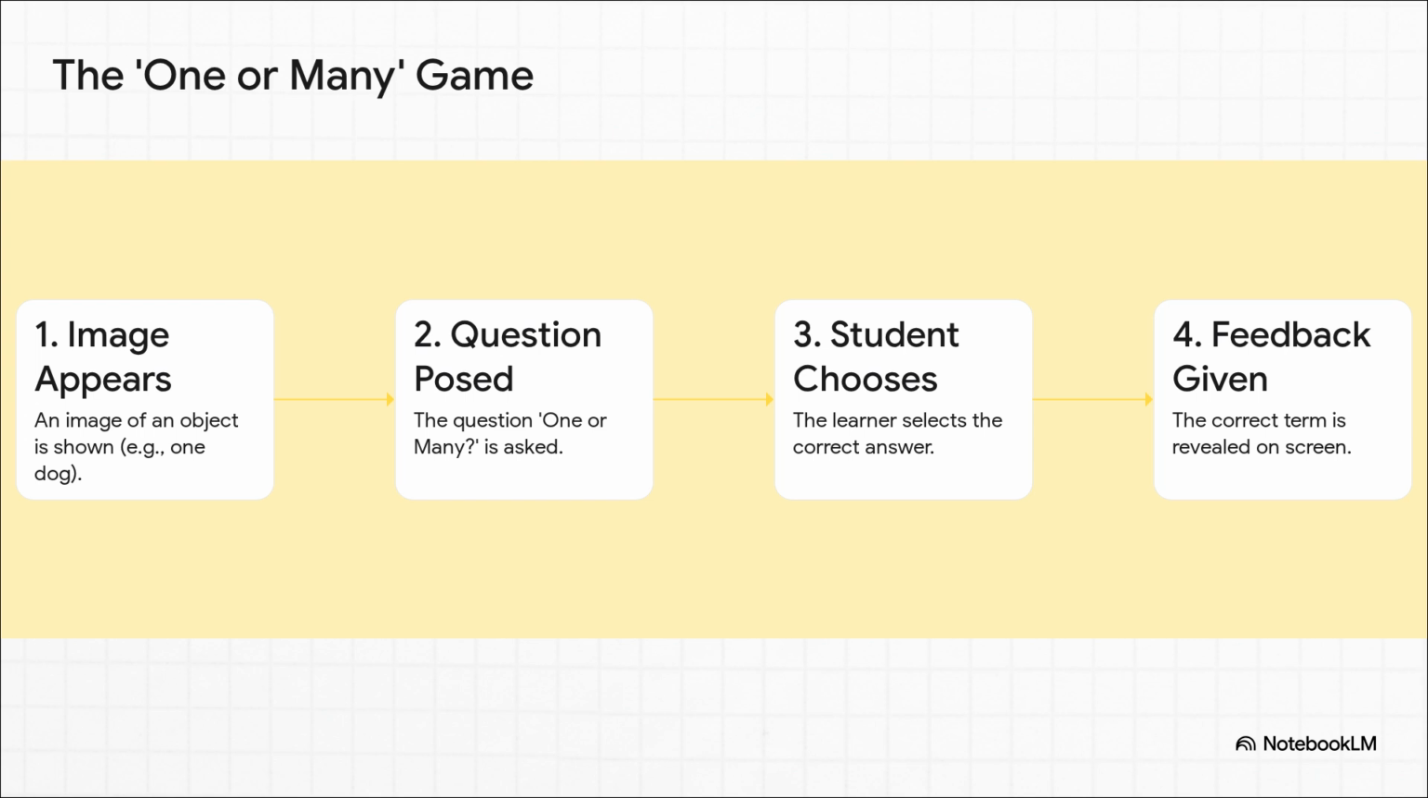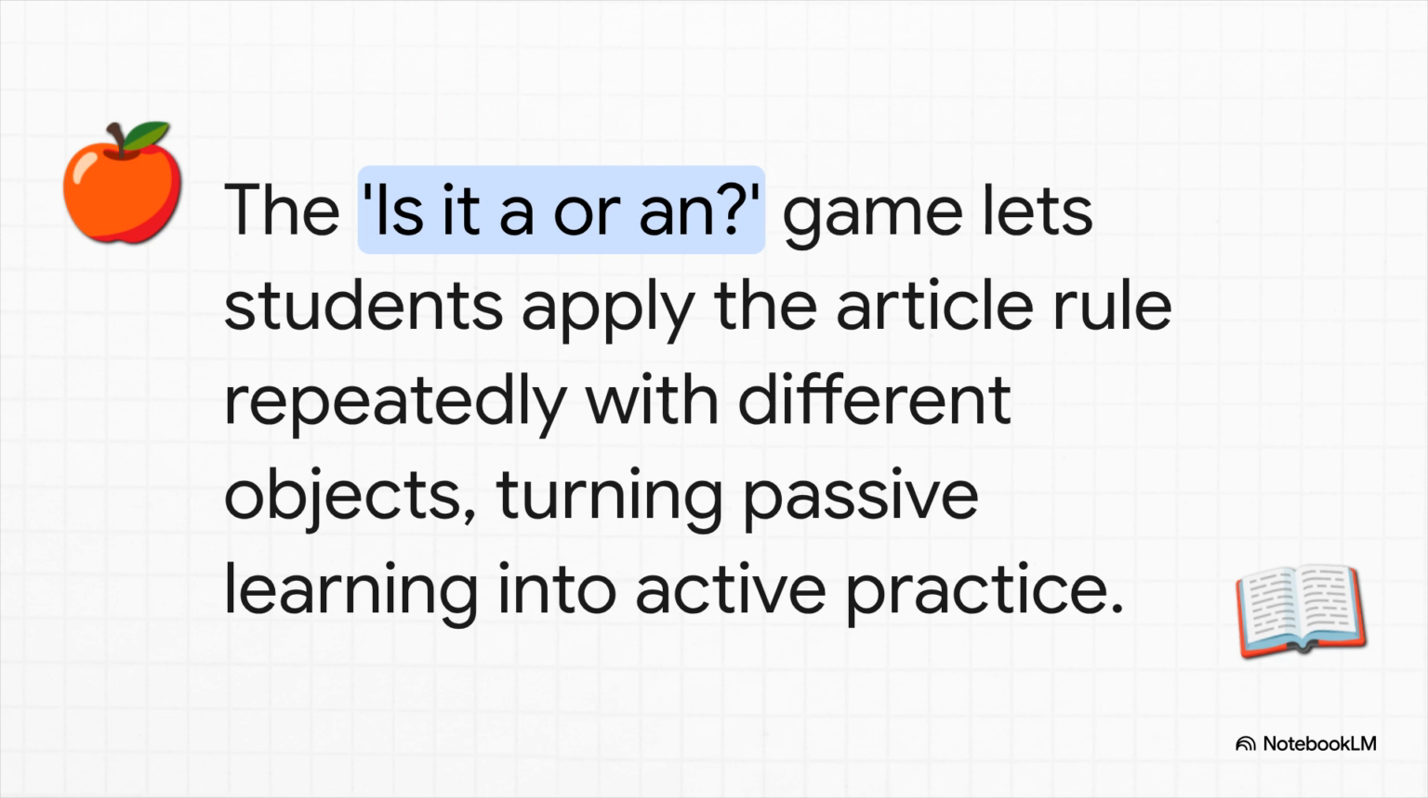An image pops up, you get a simple question, you make a choice, and you get immediate feedback. That super simple loop of question, response, and reinforcement is so powerful for making a concept like singular versus plural really stick. Then there's another game that directly practices the a versus an rule. Different things pop up on the screen, an apple, a book, whatever, and the student has to actively remember the rule and apply it over and over again.